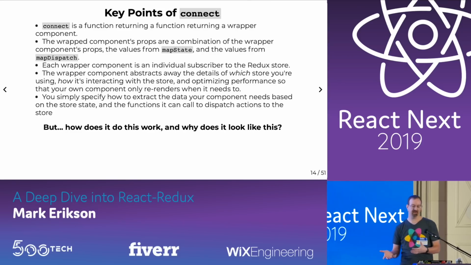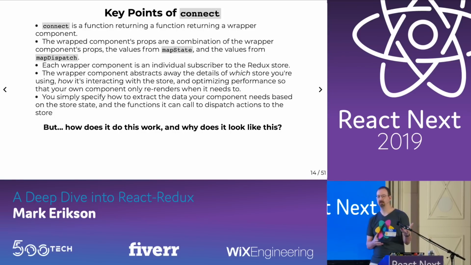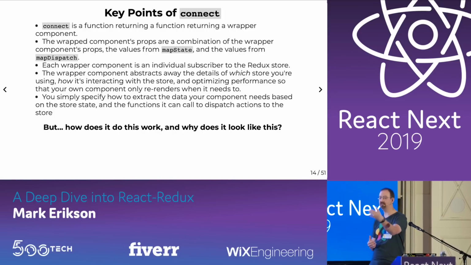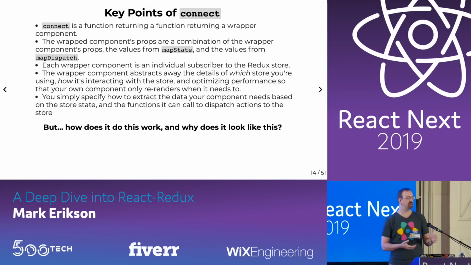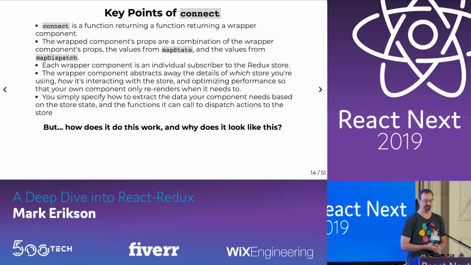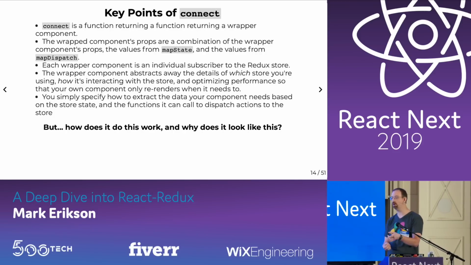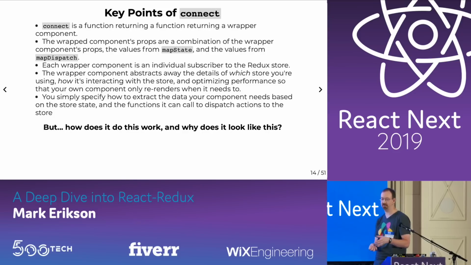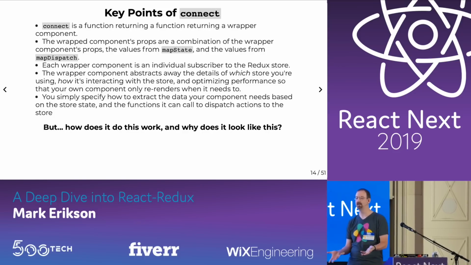So the key points are that Connect generates a wrapper component for you. The wrapper gives your component props based on the Redux store. Every component subscribes to the store, and this wrapper really abstracts away the process of interacting with the store so that your own code doesn't have to subscribe to the store itself. You just say, here's the data that I need, and Connect takes care of it for you. But what does all this even look like inside?